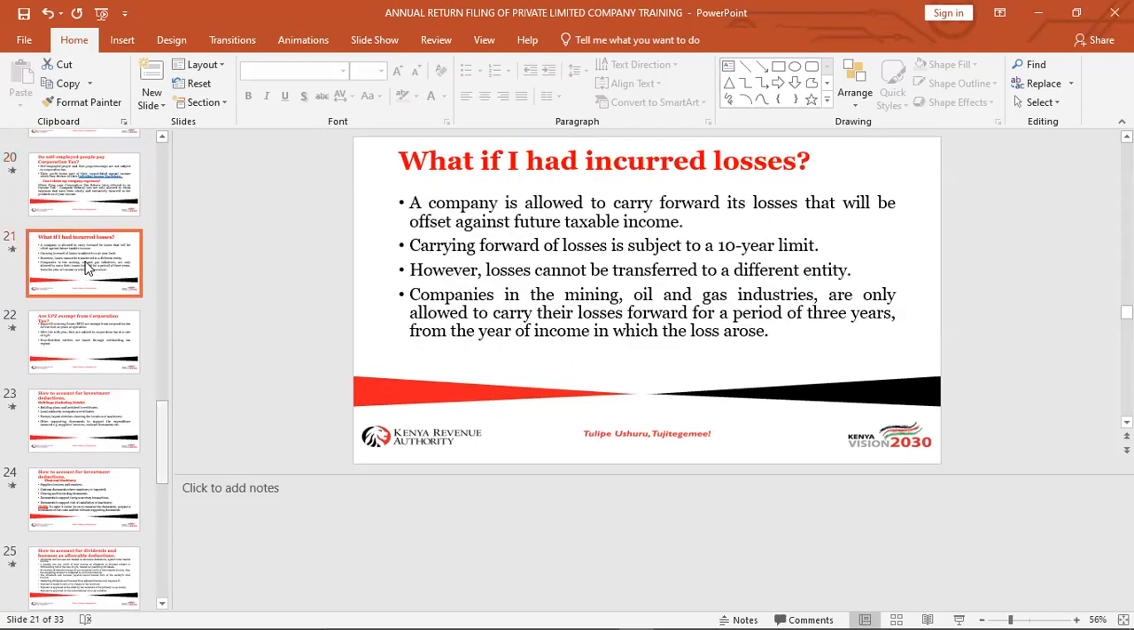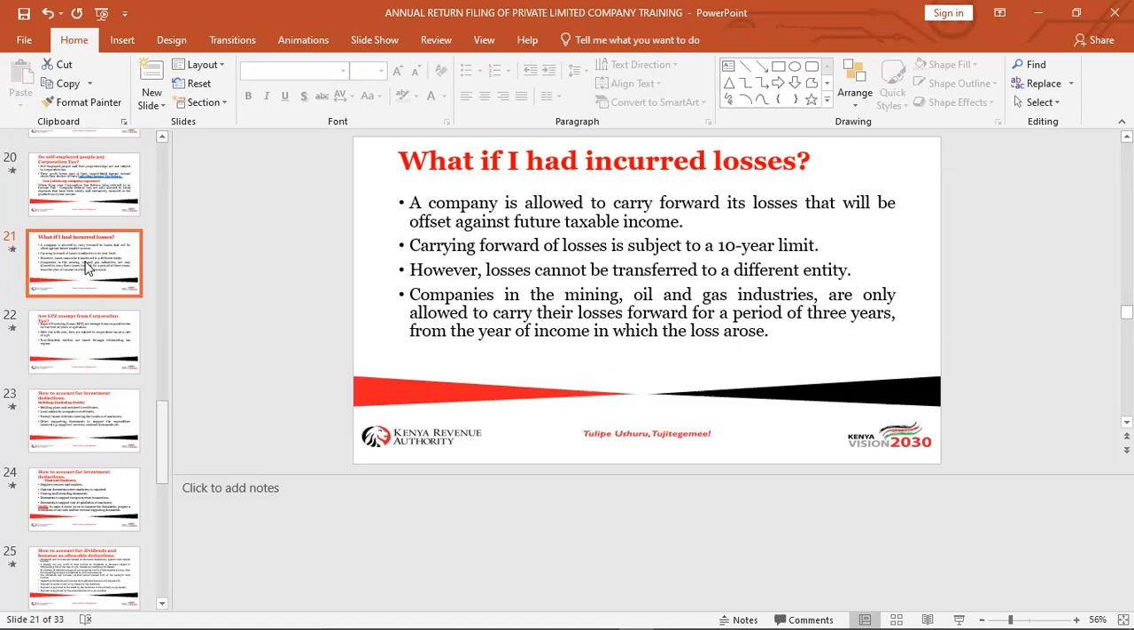Then, what if I incurred losses? Because some of the companies incur losses. A company is allowed to carry forward its losses to offset against future taxable income. So it means if you get a loss, you are not supposed to pay tax at all. Carrying forward of losses is subject to a 10-year limit. So you cannot say you are making losses every year. KRA normally allows you to carry the losses up to a limit of 10 years.